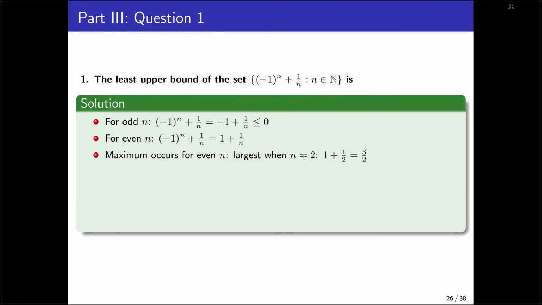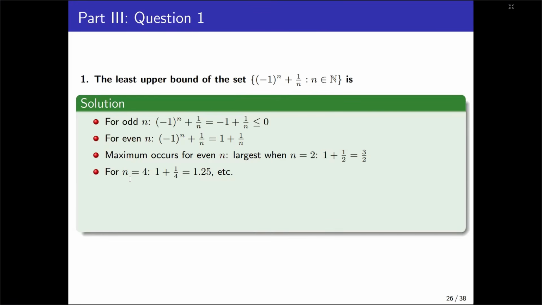The largest one will be whenever n is equal to 2, so that 1 + 1/2 is 3/2. Any element of this set, whether n is odd or even, is always less than or equal to that, which is simply 3/2. So 3/2 is the maximum element of this expression.